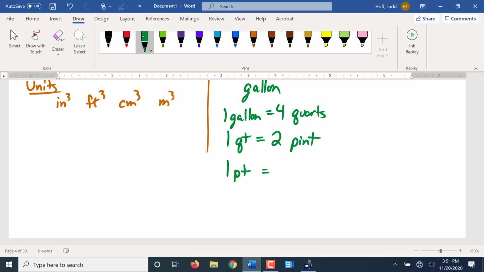Now, if you have any dyslexic tendencies like I do, your abbreviation for a quart is QT, for a pint is PT. Be very careful with those. I carelessly screw those up all the time. Smaller than a pint, we have an ounce, but there's one in between there. Cup. How many cups are in a pint? 2.